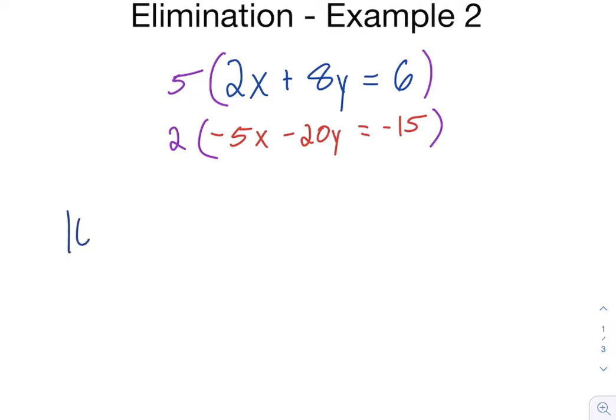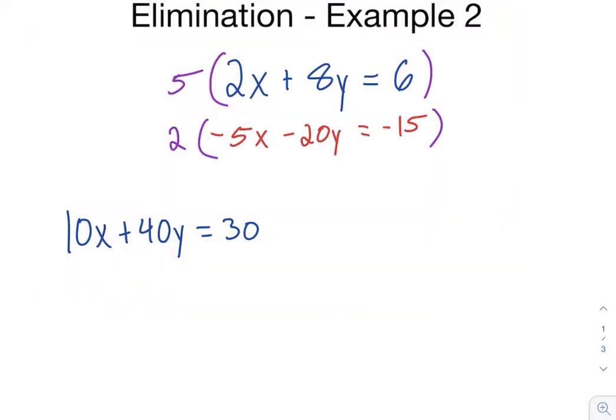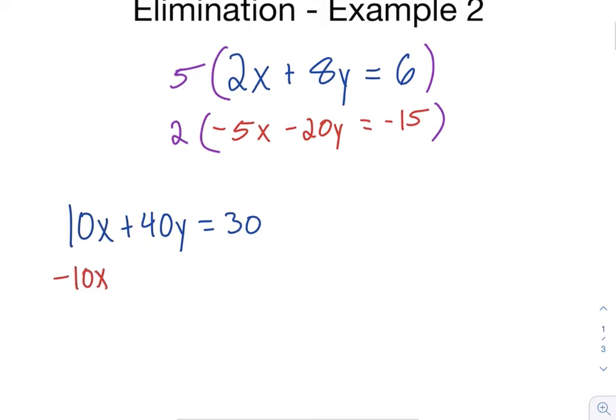So 2x times 5 is 10x, 8y times 5 is 40y, and 5 times 6 is 30. And do the same thing but different because it's 2 now for the red one. 2 times negative 5x is negative 10x. 2 times negative 20y is negative 40y. And negative 15 times 2 is negative 30.